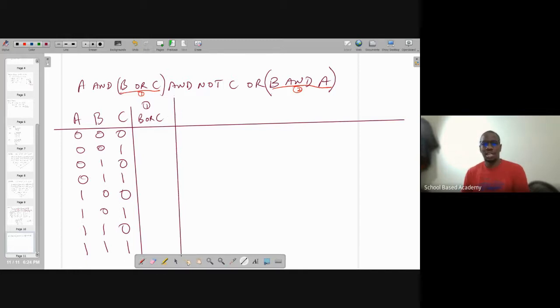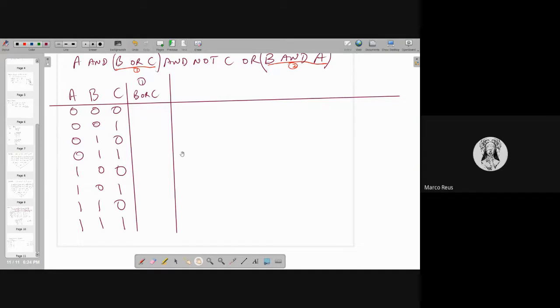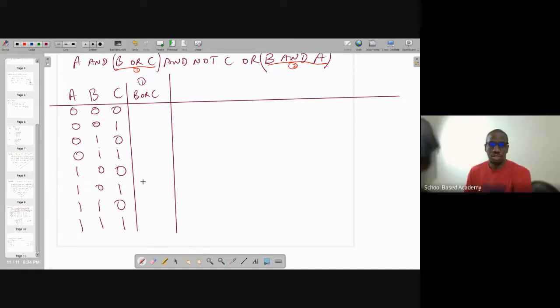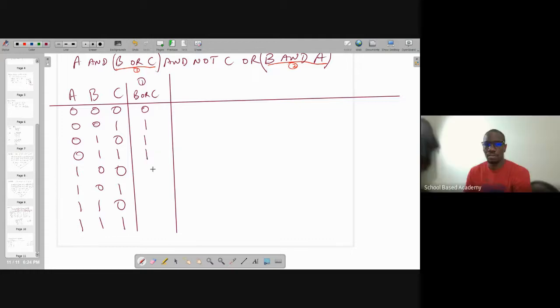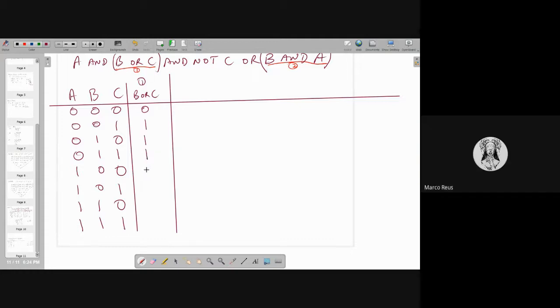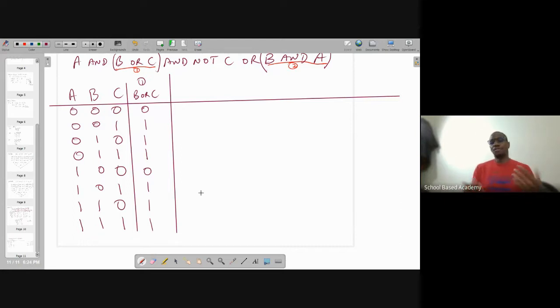So what is the result of B or C? Anybody, walk me through it. 0. So the first one is 0. Second one would be 1. 1, 1, 1, 1, 1, 0, 0, 1, 1, 1, 1. Right. So we got the result for B or C.